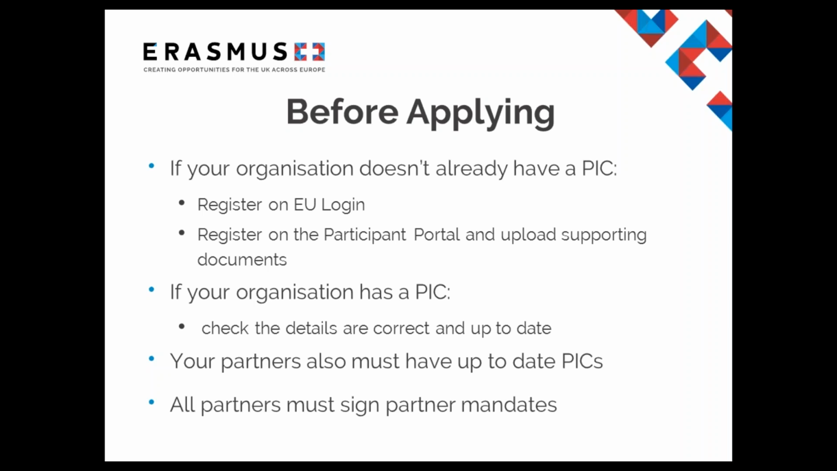The second step is to obtain a Participant Identification Code (PIC) via the Participant Portal. The Participant Portal is a single entry point for the electronic administration of EU-funded projects related to Erasmus+. You will be prompted to provide information about your organization as well as upload documents related to your organization.